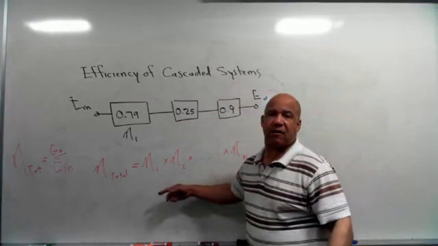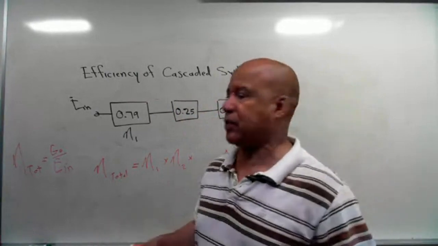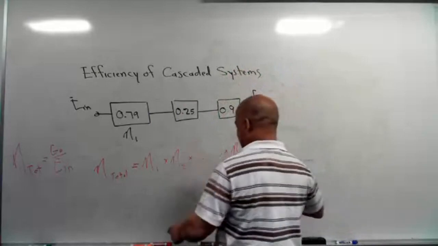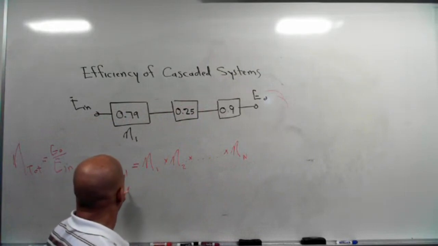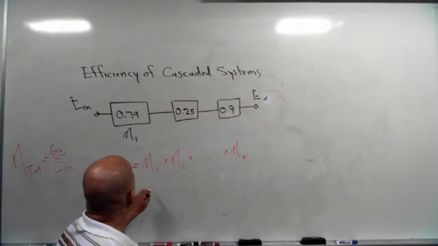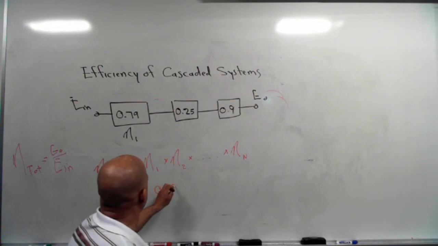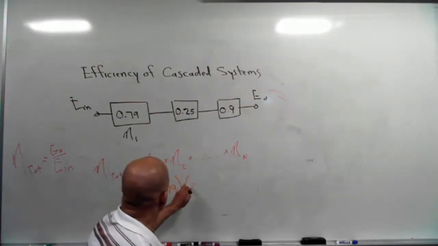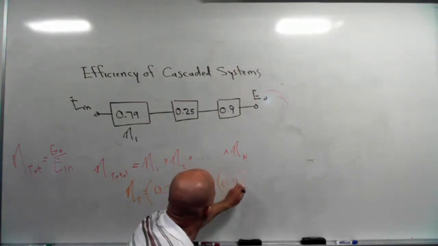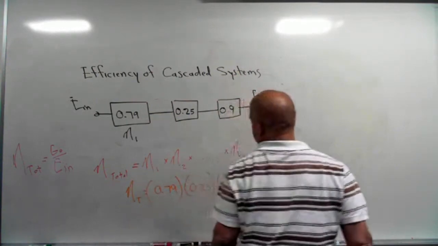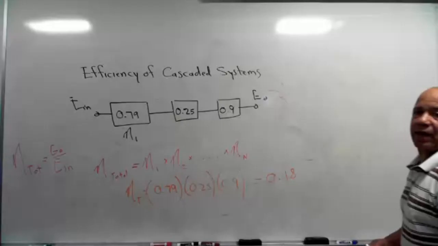So I want to use this equation to figure out my overall efficiency. So let's do that. So get your calculator. Let's use this equation to figure out my overall efficiency. So my total efficiency would be 0.79 times 0.25 times 0.9. What would my total be? 0.177. All right, I just rounded.